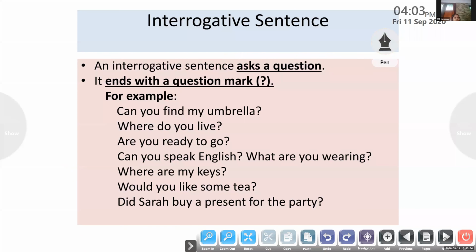And let us see the next one, the interrogative sentence. What is the special feature of an interrogative sentence? It asks a question. Very important: it asks questions. We must use the punctuation mark, a question mark, to punctuate an interrogative sentence.